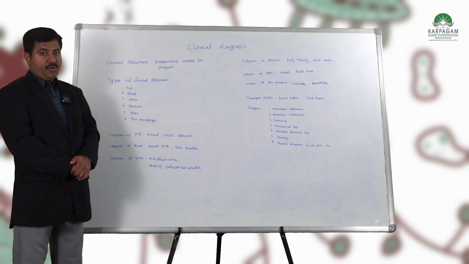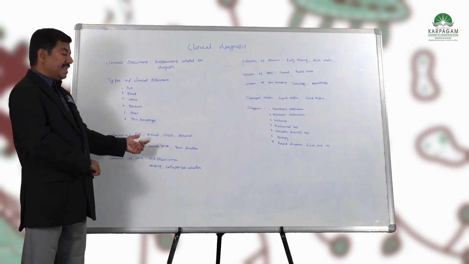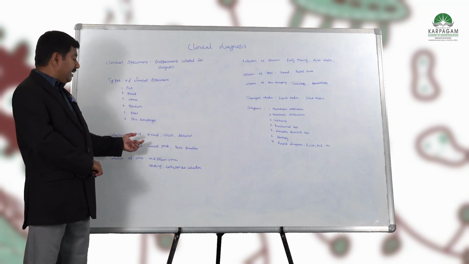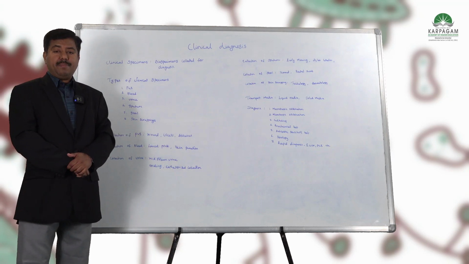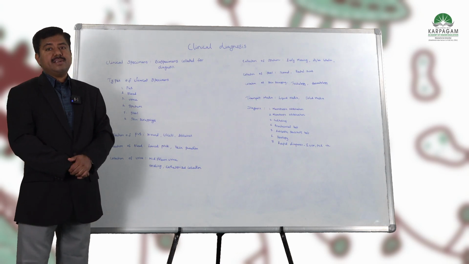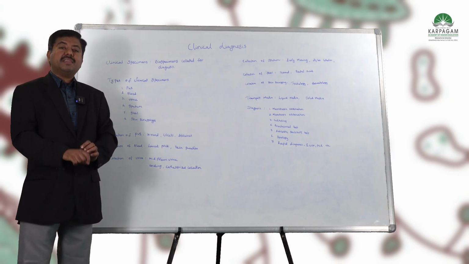This collection of whole blood can be done using this lancet prick. Even the peripheral blood is also collected. But in the case when a newborn baby is there, you can adopt the same methodology. Instead of the finger, you can go for the heel.